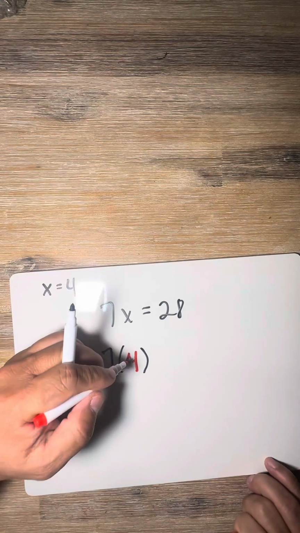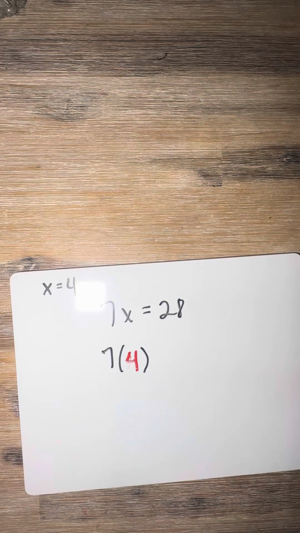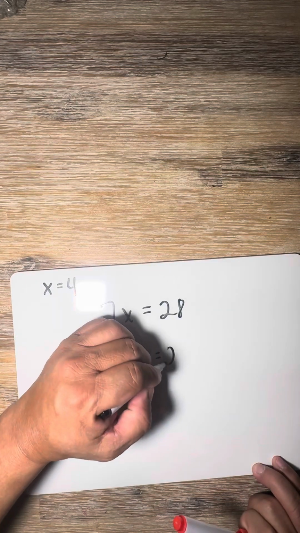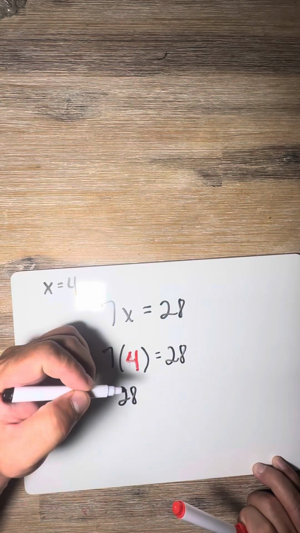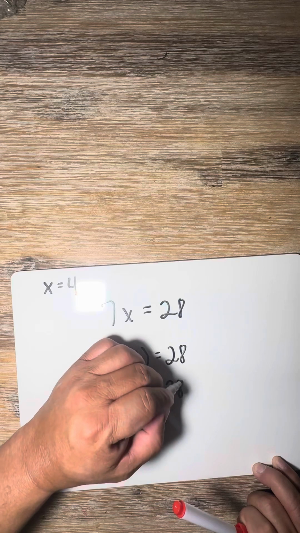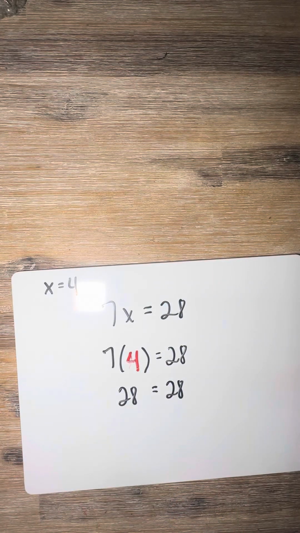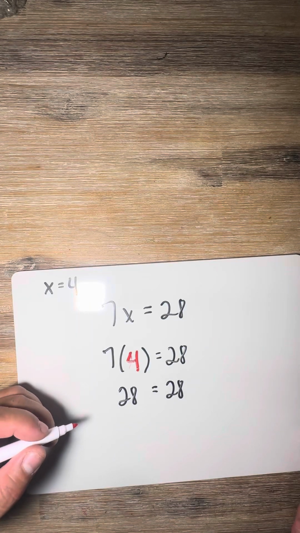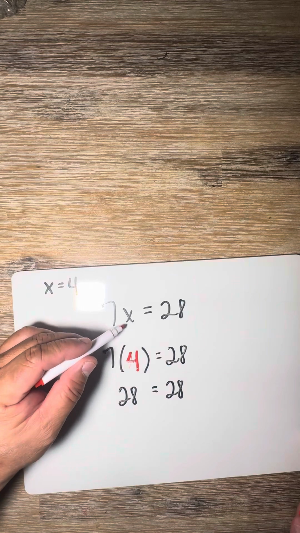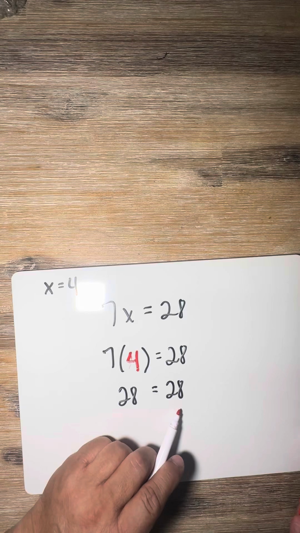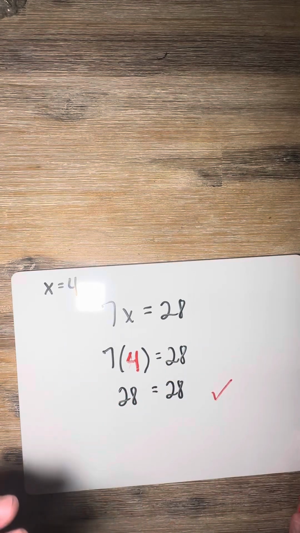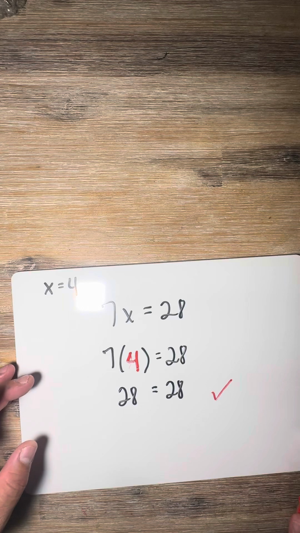So again, that's 4 being multiplied to 7. And 7 times 4 is 28. We bring down the right side. And as you can see, our final answer is truly right, because if we double check our work and plug in the value of x as 4, we end up having 28 on the left side and also 28 on the right side. So this basically proves that x is truly 4.